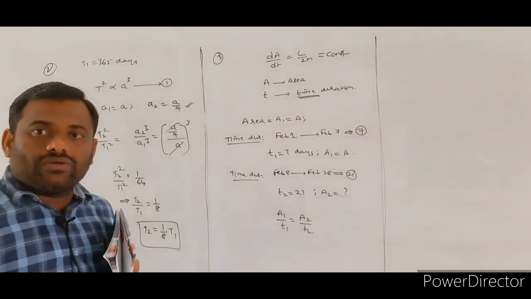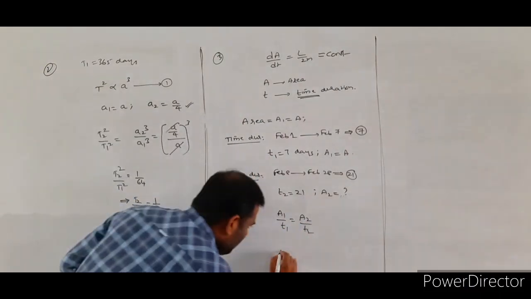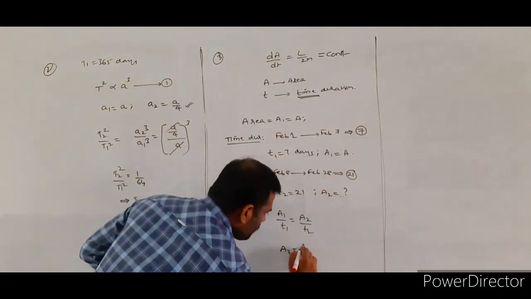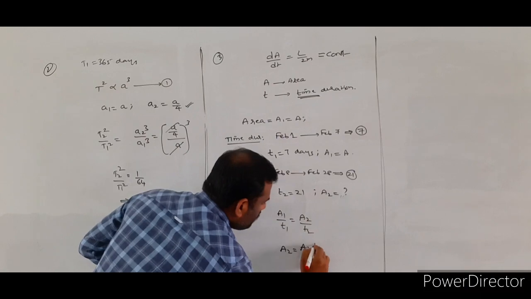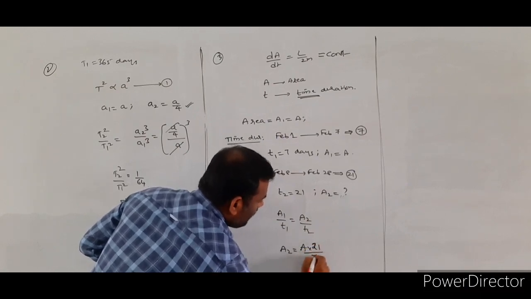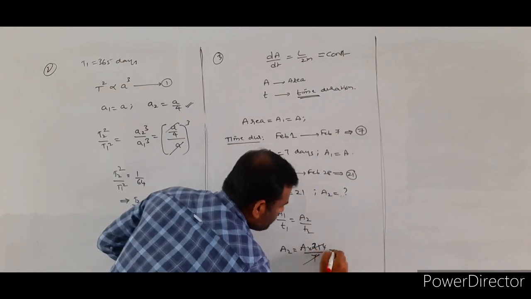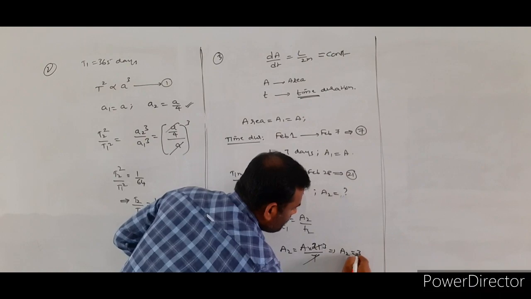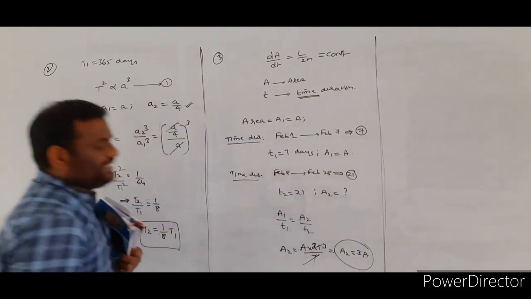A1 by T1 is equal to what? A2 by T2. From this, what is the A1 value? A into T2 value. T2 value is directly 21, and T1 value is equal to 7. 7 3 ja, therefore A2 is equal to 3A. A2 is equal to what?